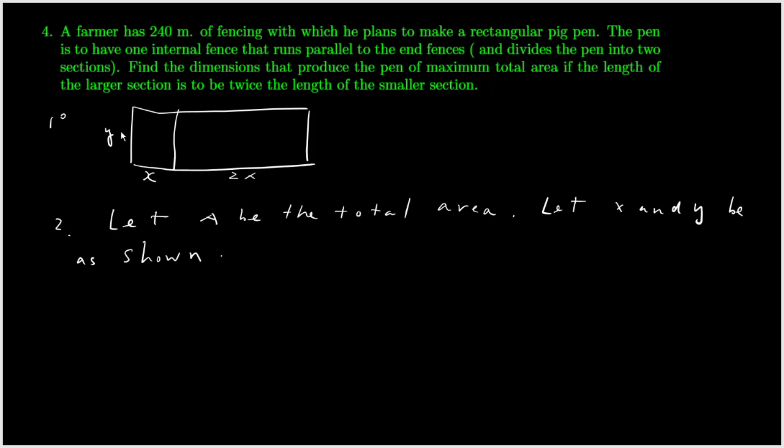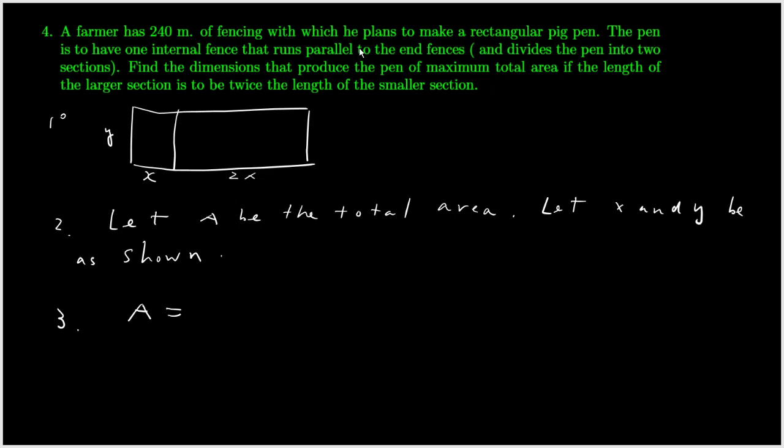Now, in step 3, we get as many relations as possible. How do you want to write A in terms of x and y? A is the total area. Anybody want to tell me how to write A in terms of x and y? Try something, please. You know that.